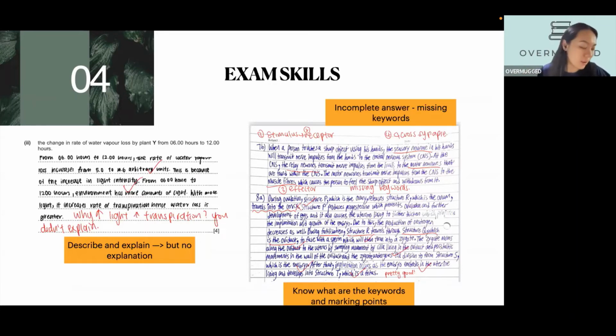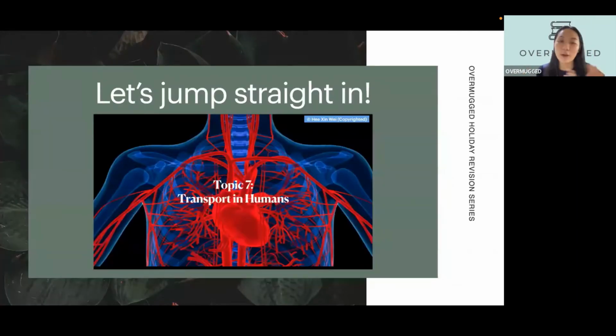Okay. Right. So we finish that part, all the tips about how to study for bio and what are the important things to look out for. We will go through some content about transport in humans. Not everything. I will focus on the heart part, mainly for today.